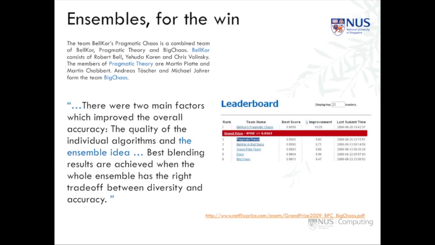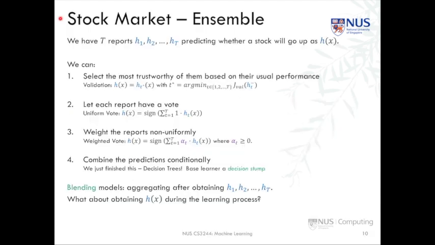And they said there were 2 main factors which improved overall accuracy. Basically, the quality of the individual algorithms, as well as blending them together using ensembles. Best blending results are achieved when the whole ensemble has the right trade-off between diversity and accuracy. So this is a very important concept, and this particular slide encapsulates a lot of the details that we're going to be seeing in the ensuing part of the lecture.